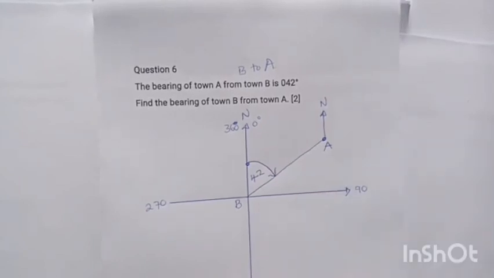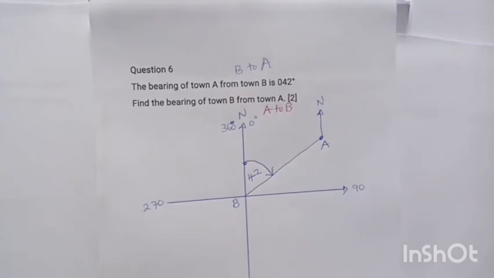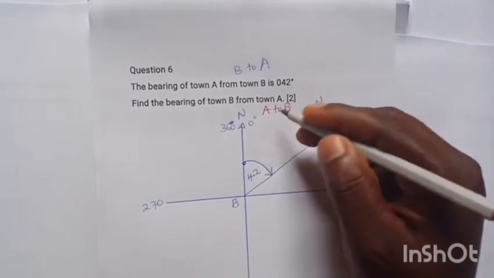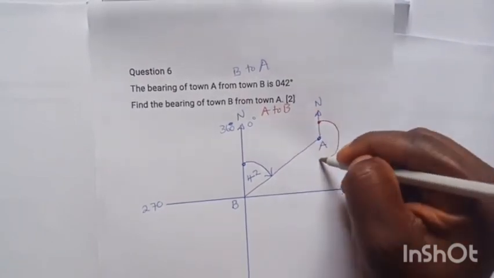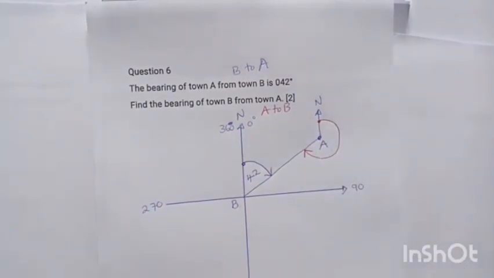Right. So find the bearing of town B from town A. Town B from town A is the same as A to B. So to measure this angle, we touch the north pole of A, moving in a clockwise direction to touch the line connecting A and B. Right. So this red ink is representing the required bearing.